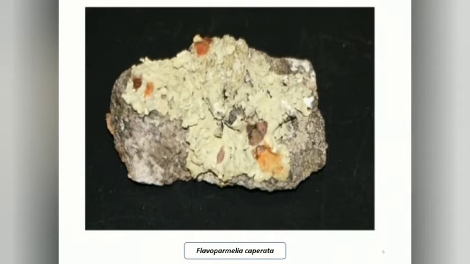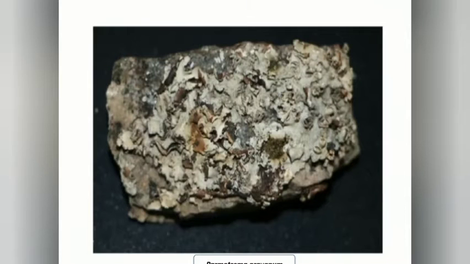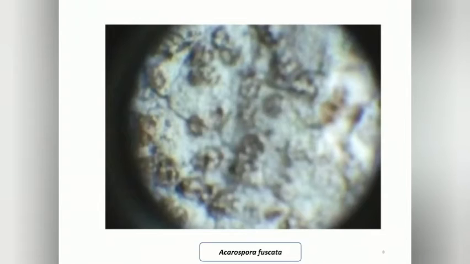And this is Flavoparmelia caprata. This Flavoparmelia caprata contains capratic acid and protocetraric acid. And this is Parmotrema gardneri. It's a lichen that contains atranorin in its cortex, and this is Acarospora fuscata. This is a crustose lichen.